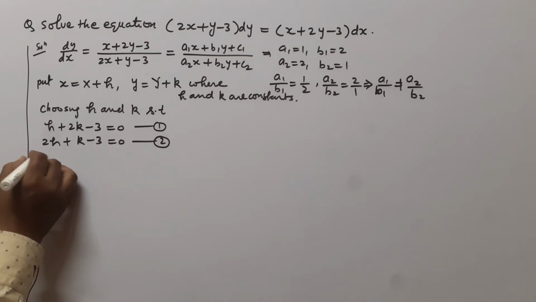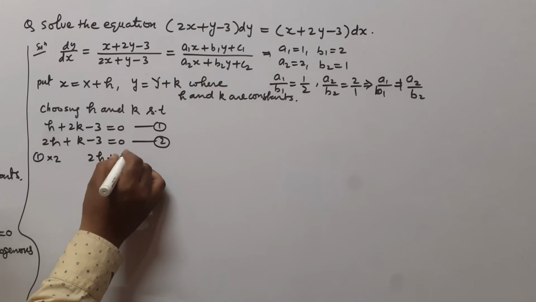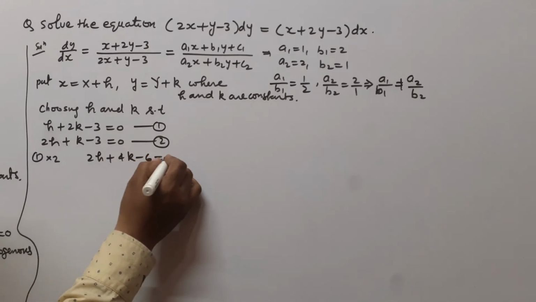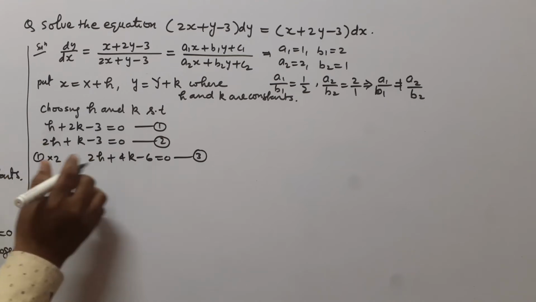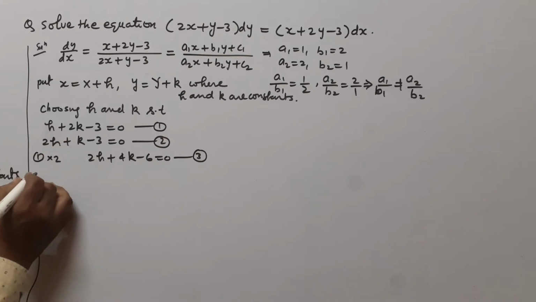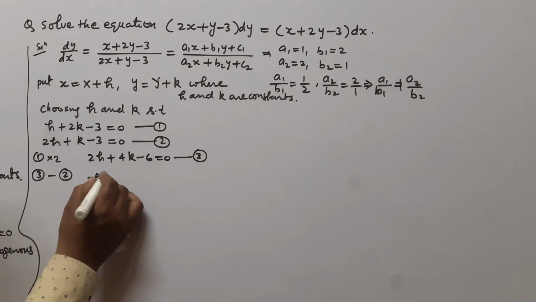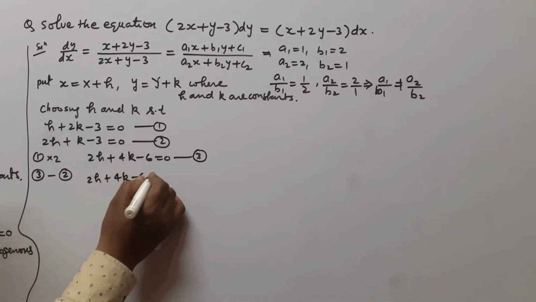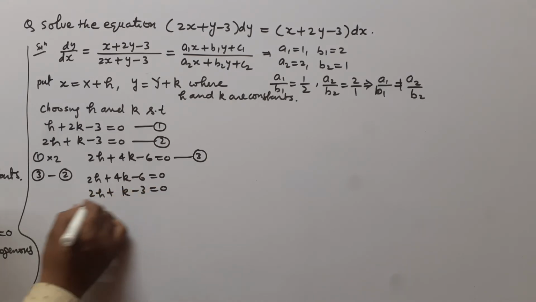So equation 1 multiplied by 2, we get 2h plus 4k minus 6 equal to 0. Suppose this is the third equation. Now solving this third and 2, we subtract equation 2 from the third. So we write 2h plus 4k minus 6 equal to 0 and 2h plus k minus 3 equal to 0.